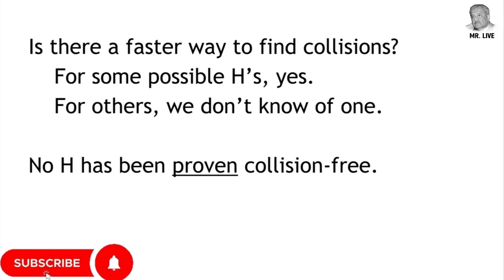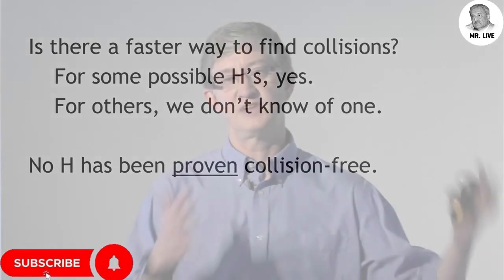For example, if our hash function were to simply take the input modulo 2^256, that is, it just selected the last 256 bits of the input, then we would know an easy way to find a collision. One collision would be the values 3 and 3 plus 2^256. So for some possible hash functions, it's very easy to find a collision. For others, we don't know.